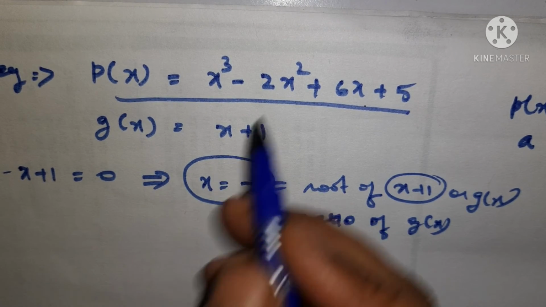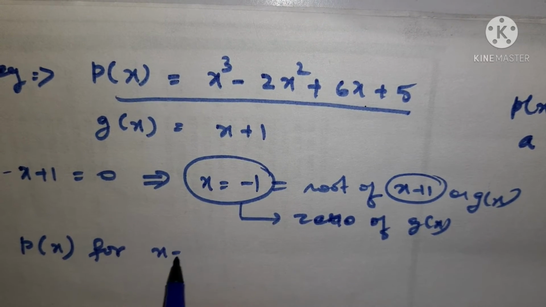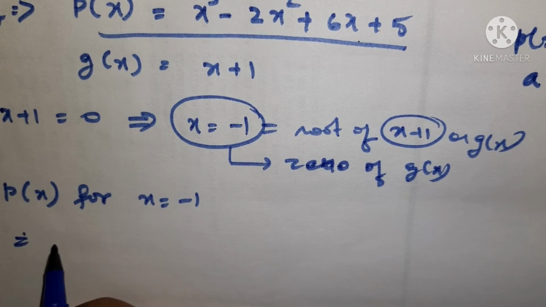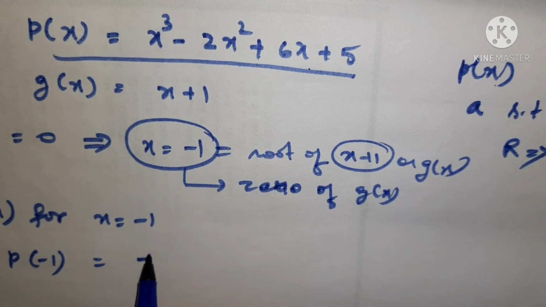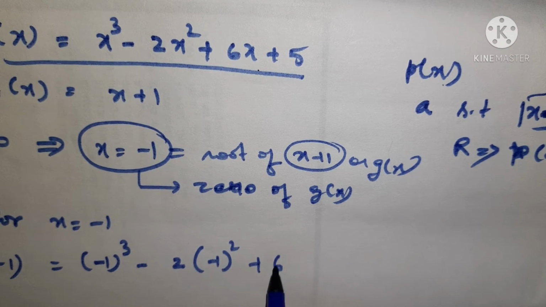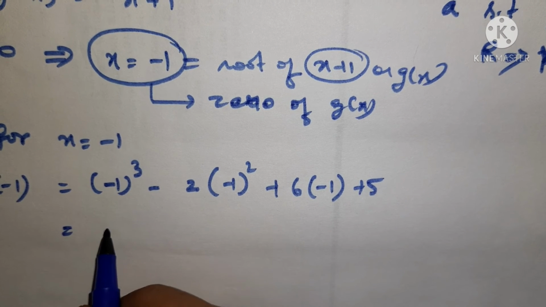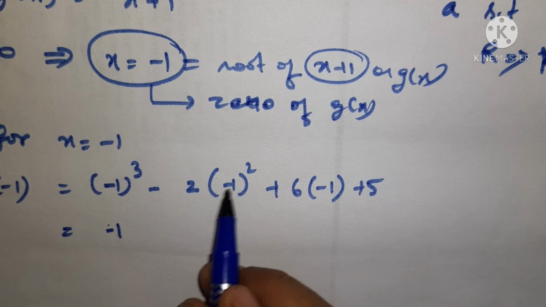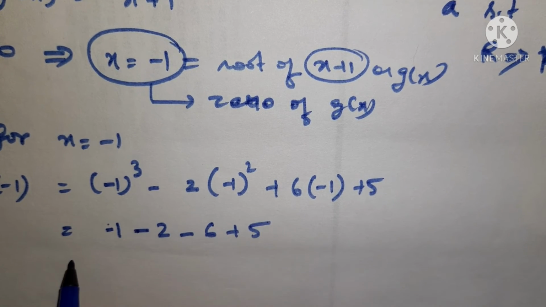When you put this in, what do you get? The value of p(x) for x equal to minus 1 will be p(-1), which is, simply put the value in: (-1) cube minus 2(-1) square plus 6(-1) plus 5. Let's see how much it gives. Minus 1 cube is minus 1, then minus 2 times minus 1 square is minus 2, here it is minus 6, then you have plus 5.